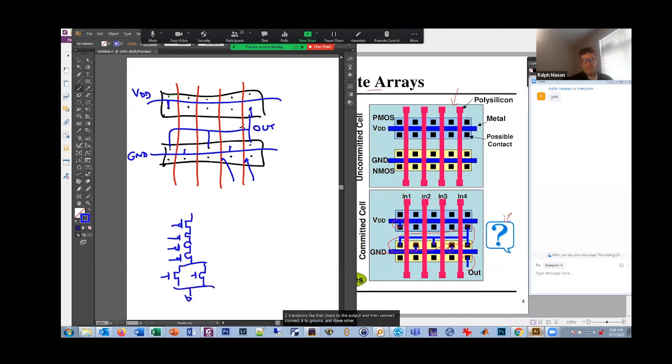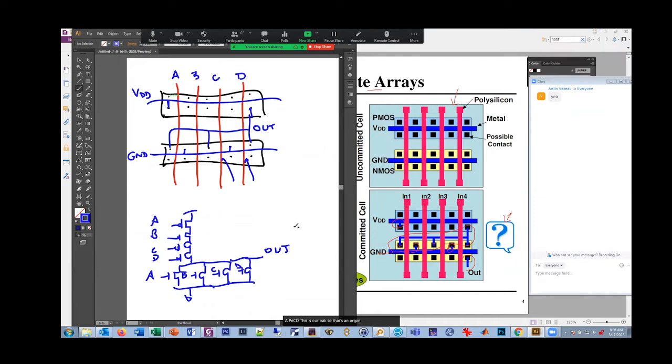And these other 2 are the same way. They have 2 connected to the output and 2 connected to the ground. So there's another 2 like that, and those are all NMOS. And then this is A, B, C, D, A, B, C, D, A, B, C, D, and this is our out. So that's an OR gate.